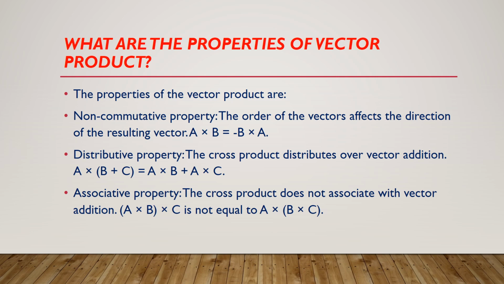Distributive property: the cross product distributes over vector addition. A cross B plus C is equal to A cross B plus A cross C. Associative property: the cross product does not associate with vector addition. A cross B cross C is not equal to A cross B cross C.